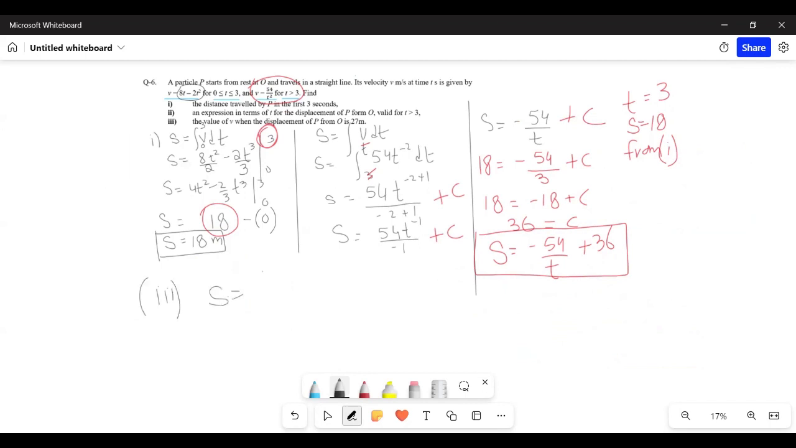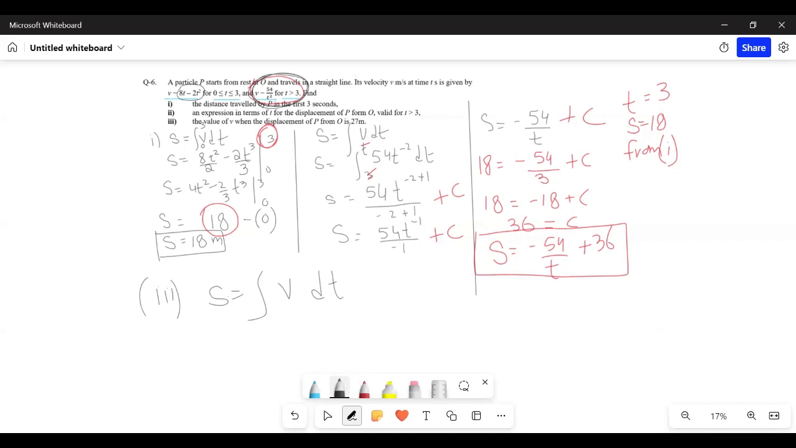Displacement is integration of V dt. हमने पहले किया था पार्ट 1 में ये, और हमने देखा था जब टाइम 3 है तो डिस्प्लेसमेंट 18 है. Now we have to find that t for which the displacement is 27. So that means वो इधर हो रहा है. जब t is greater than 3, वहां पे displacement 27 हो रही है. Because before that, the displacement goes till 18, not beyond that.